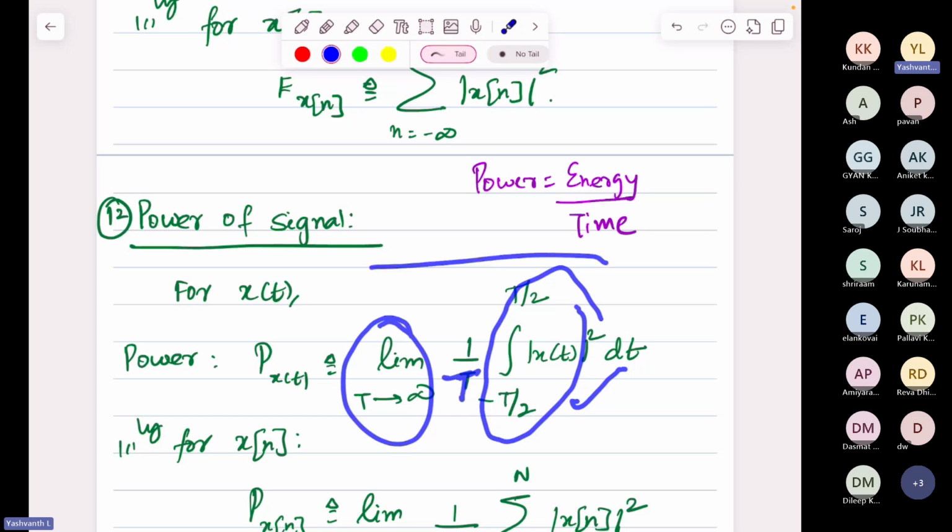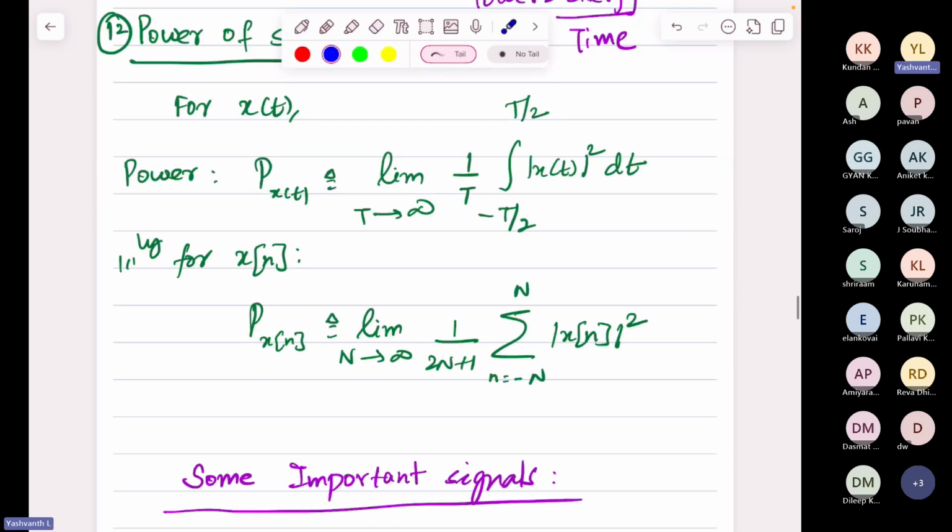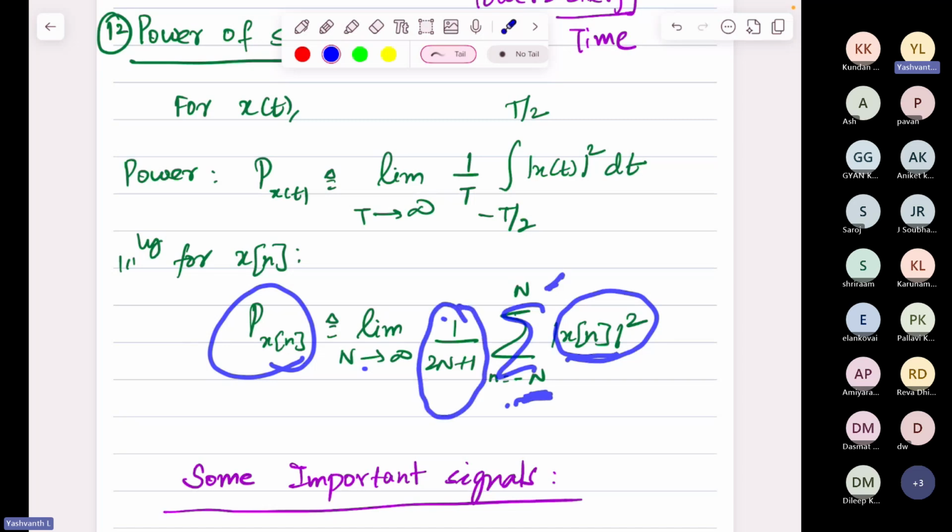This definition is inspired by the idea that power is equal to energy by time. Similarly, if you have a discrete time signal, then your power is given by taking the sum over a finite range of values of x of n square, that is from minus capital N to plus capital N, and dividing by the length of this range, that is, there are 2N plus 1 samples in the summation. So divide by that and then take N to infinity.